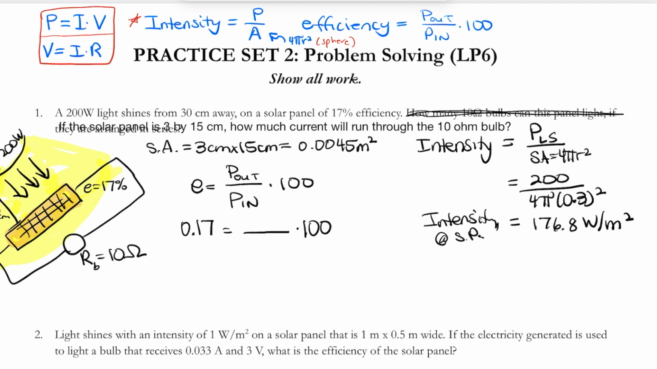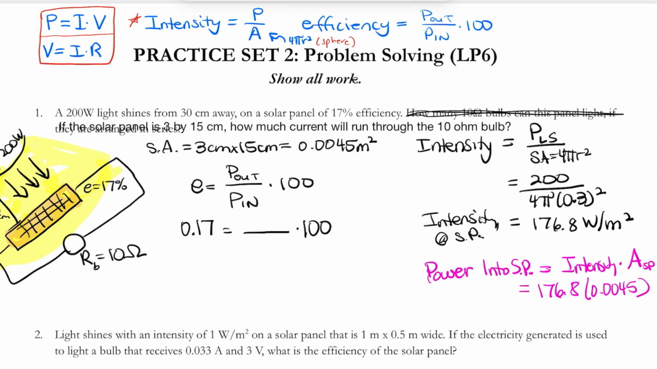Now we're going to rearrange this equation just a little bit. Power into the solar panel is going to be the intensity that it receives times the surface area of the solar panel. So I'm going to take 176.8, but now we have to use the area of the solar panel. That's 0.7956 watts. Great, so that's power in.